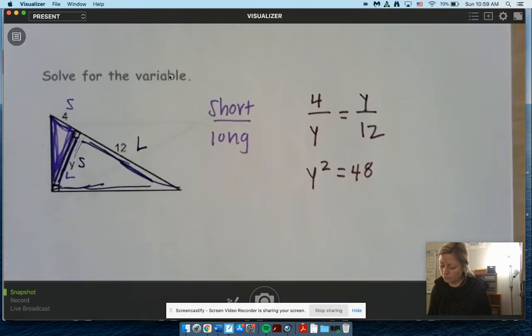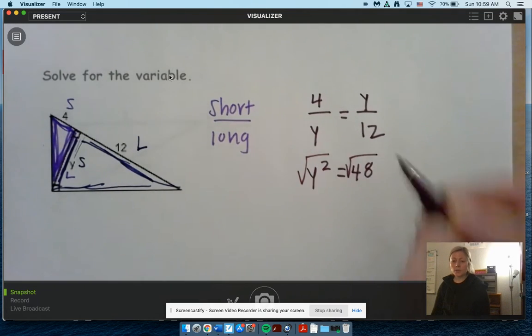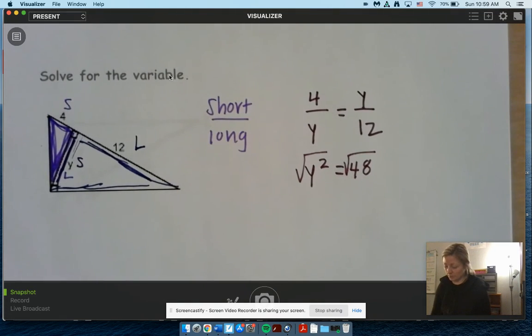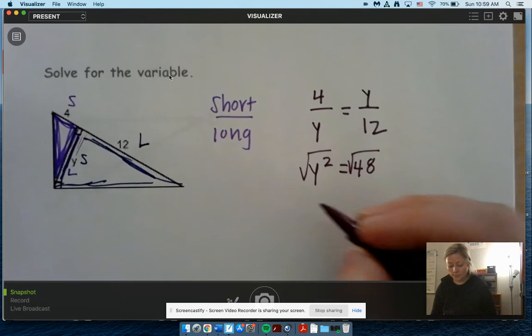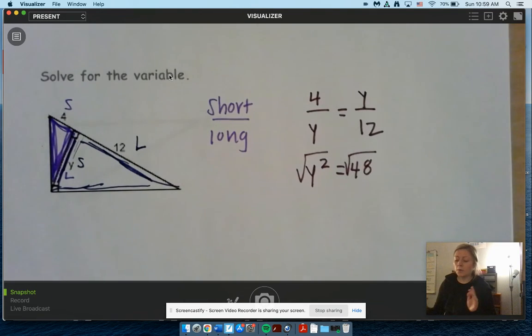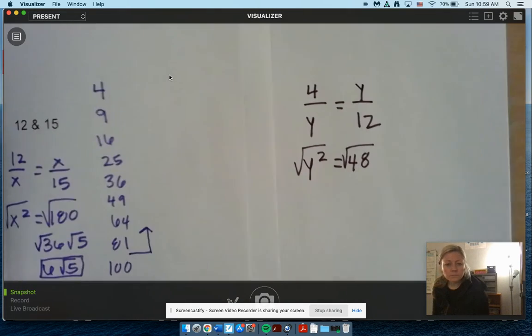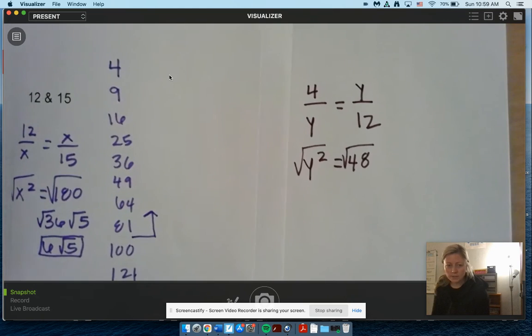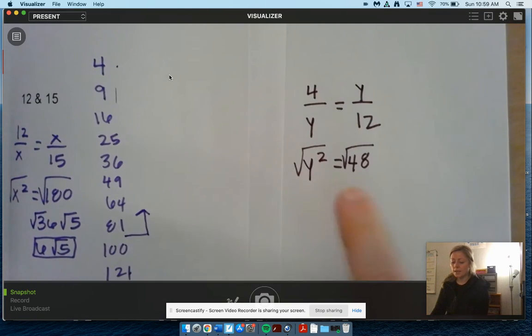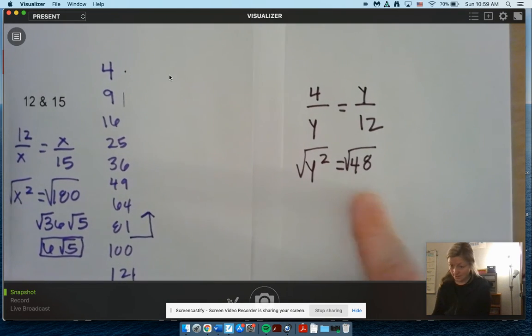Take the square root. Well, we know that 48 is not a perfect square, so we're going to have to break it down. So you're thinking, okay, what number's in the sheet? Okay, let me find it. Okay, let's look at our numbers here. Which one of these numbers is evenly going to go into 48? I hope you're thinking 16 because that's it.